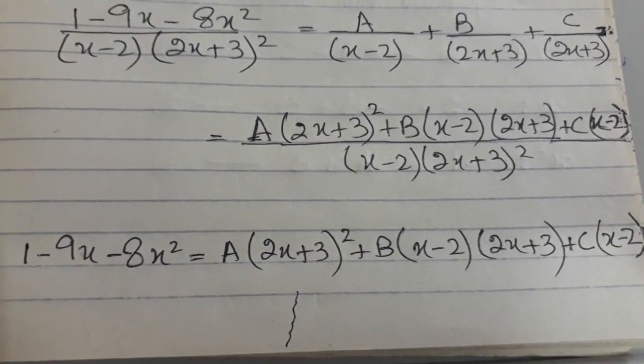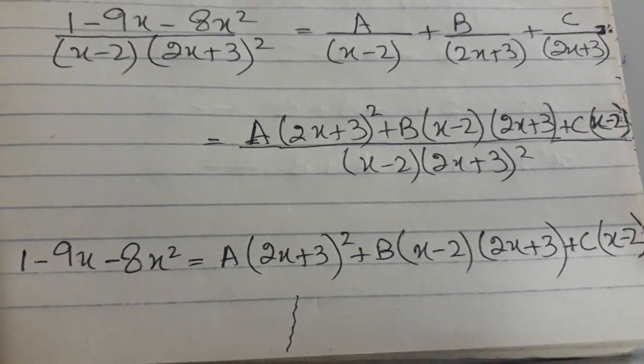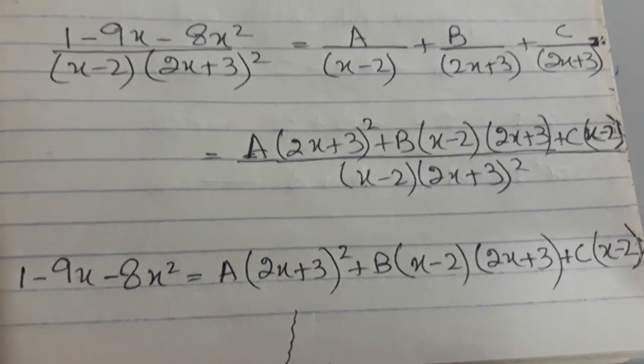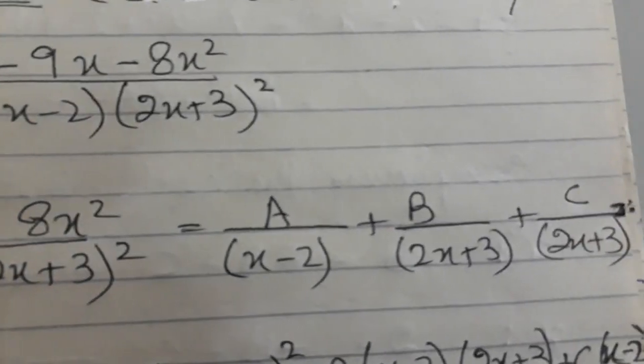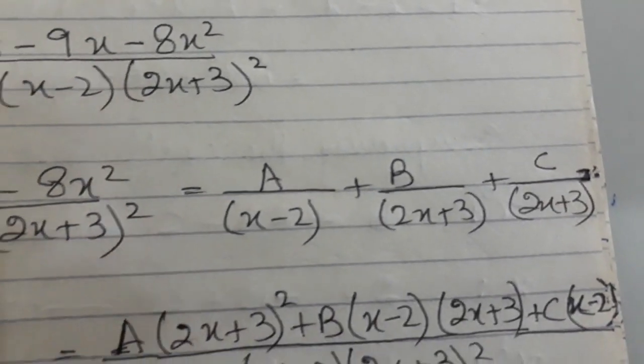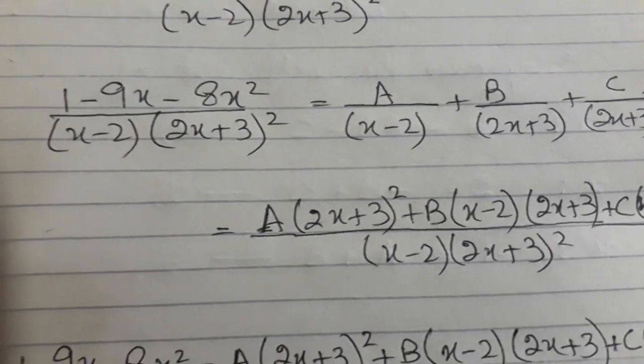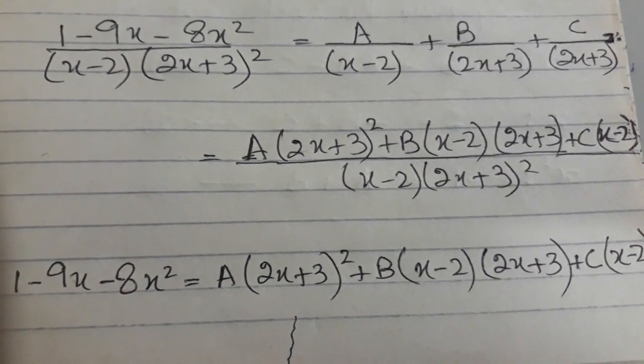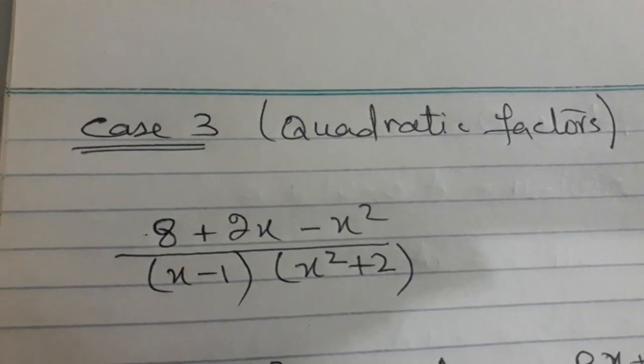I'm not solving it here because I have just explained both methods, so you can try yourself. When you get a, b, c, just plug them in on top here and you will have your split or decomposed partial fraction, right? So let's see the third case, which is quadratic.